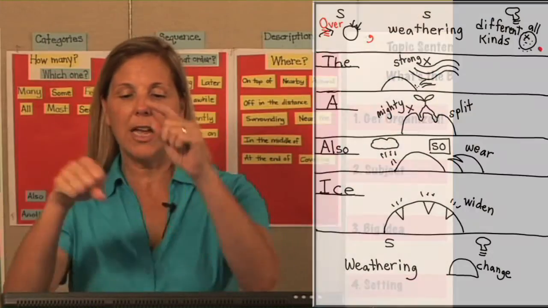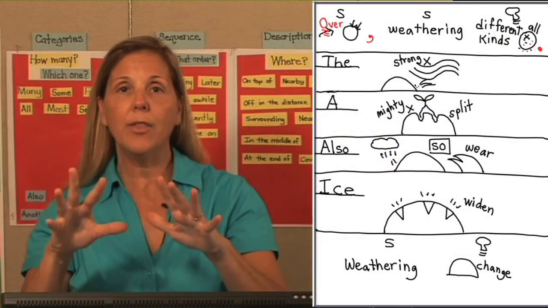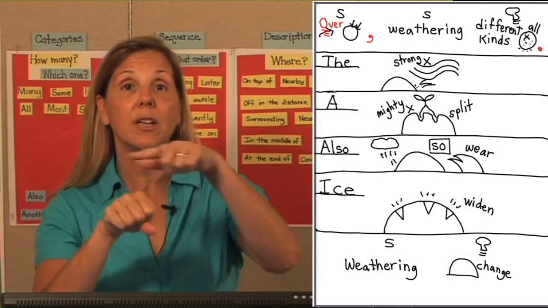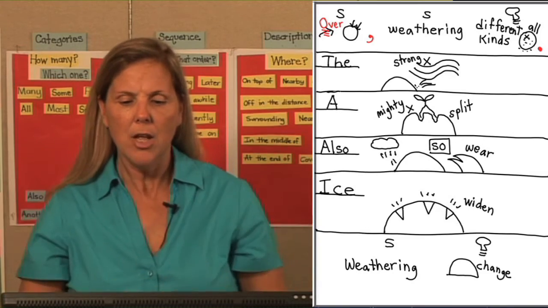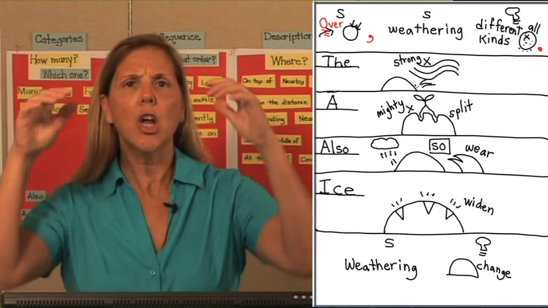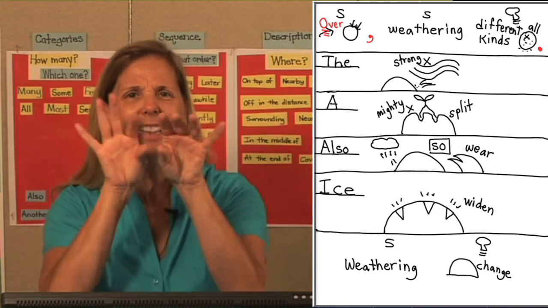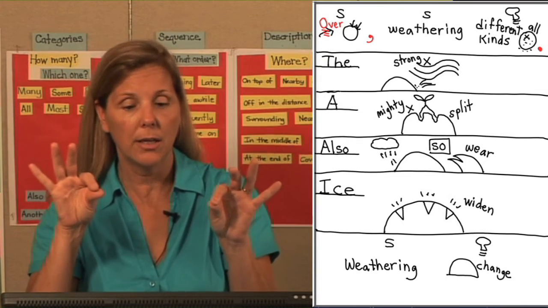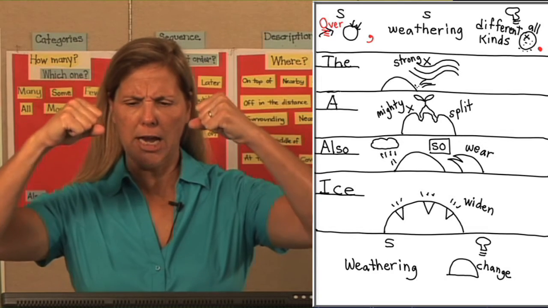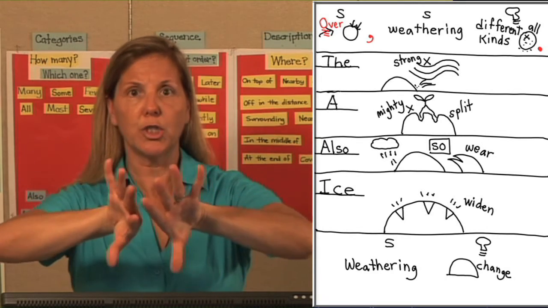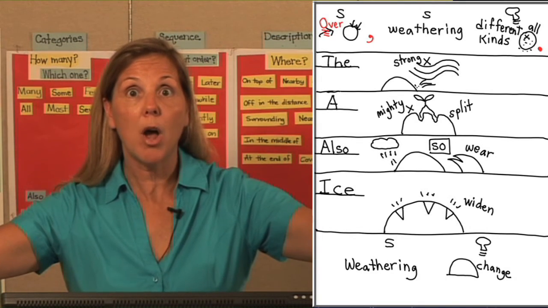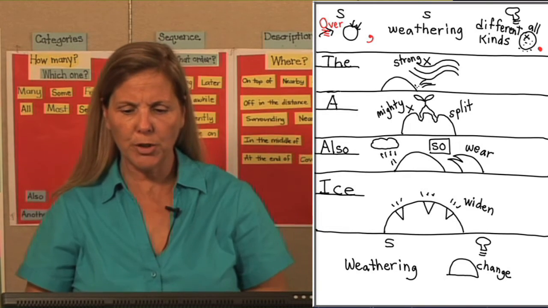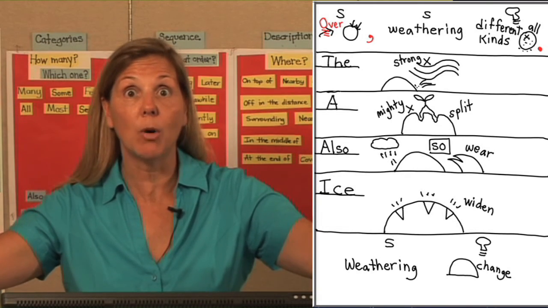Ready? Over time, on the planet Earth, weathering makes different kinds of rocks disintegrate. The strong wind will blow away little tiny pieces of a rock. Notice how I'm saying it differently. A plant's mighty roots will split the cracks of a rock open. Will split open the cracks of a rock.